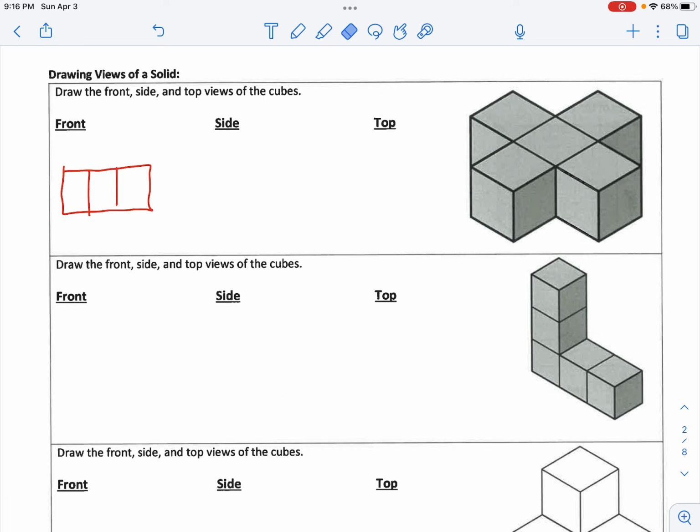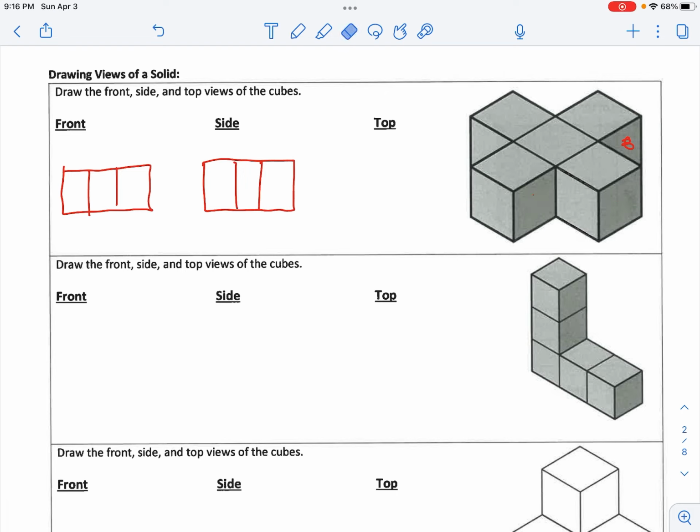If we're looking from the side view, we would be looking at this block, and this block. And so that side view would be the exact same thing. It would look like that if we were looking at these 3 squares from the side.